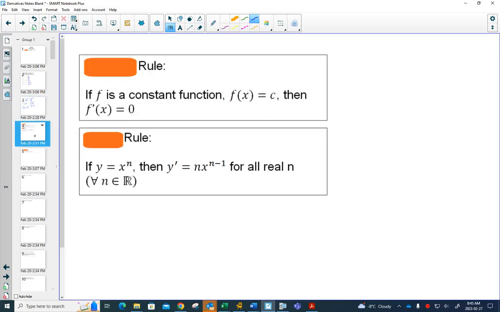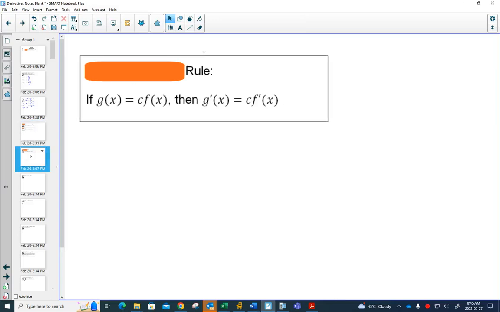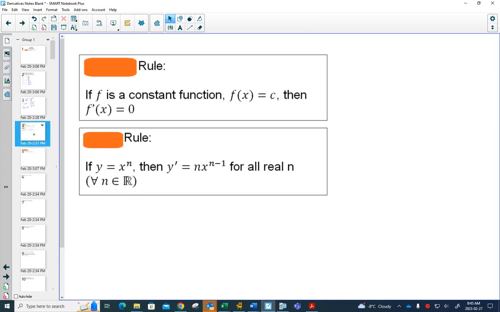And so we have what is called our power rule, the one that we've been using. Okay, so if you have a power, any exponent n, that n comes out in front, and you subtract 1 from the exponent. This works for all real numbers n. This is a short form for writing for all real numbers n.